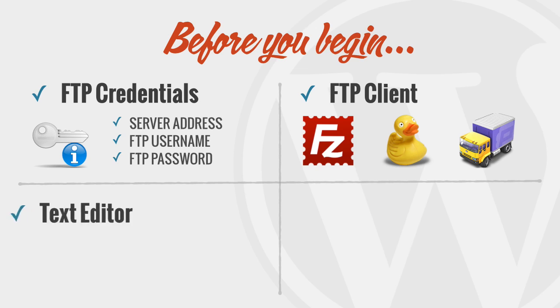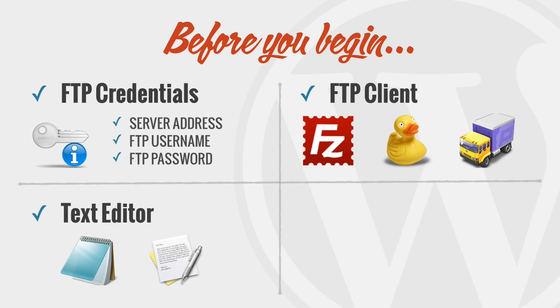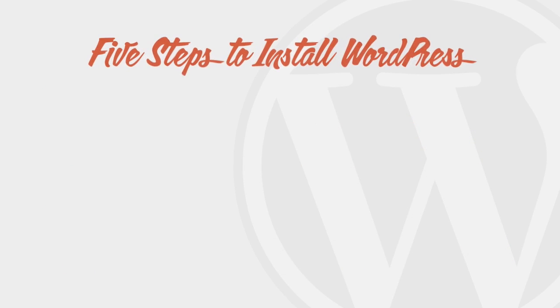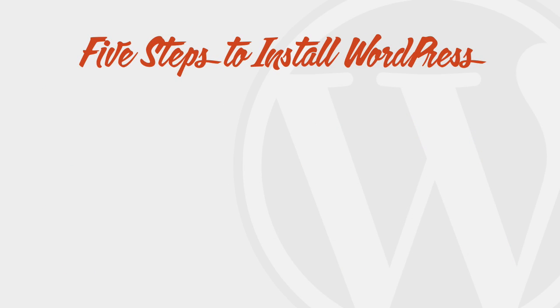Third, you'll need a text editor like Notepad or TextEdit. And last, your web browser of choice. Chrome, Safari, or Firefox are best because they support all the latest HTML5 and CSS3 web standards. Internet Explorer does not. To install WordPress, we'll essentially complete 5 steps.